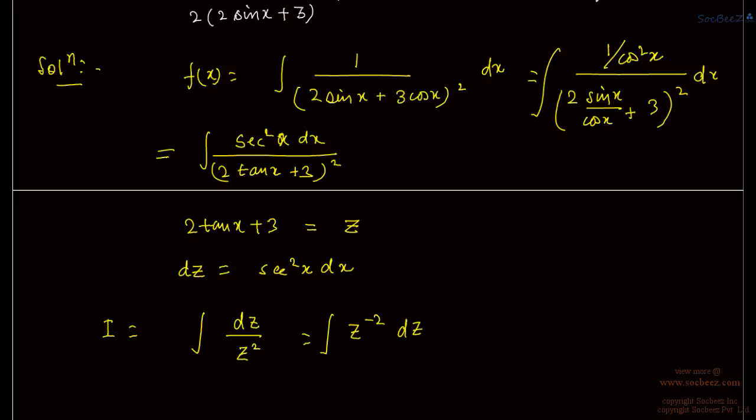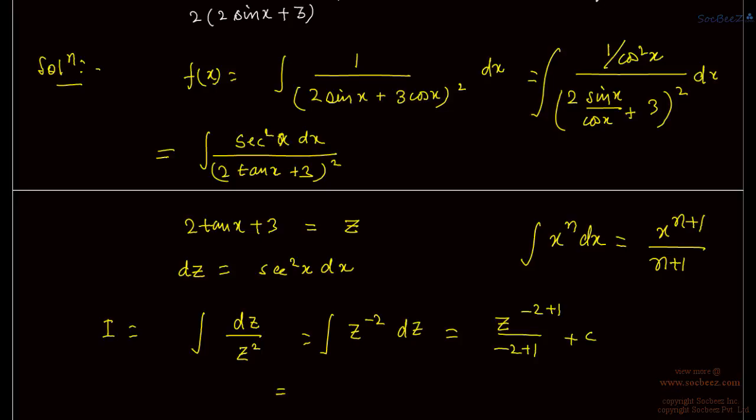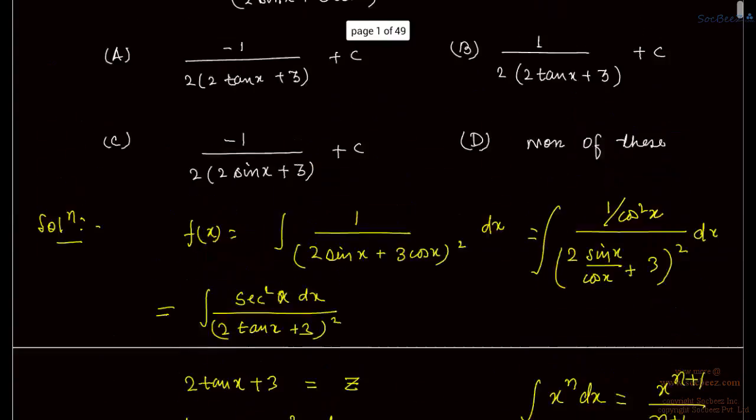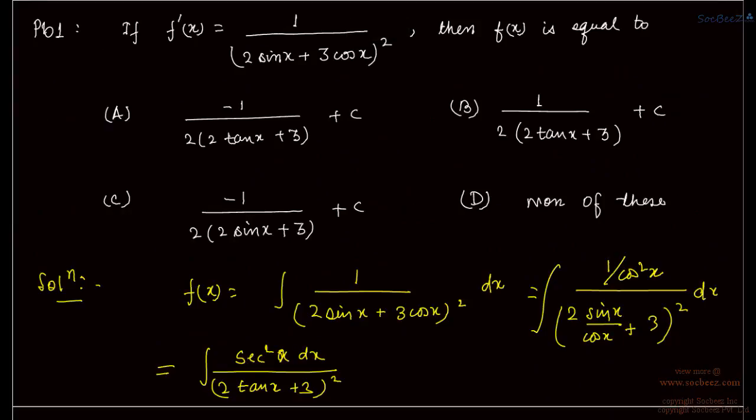Now clearly this is based on the formula integral x to the power n dx is x to the power n plus 1 upon n plus 1. So we have z to the power minus 2 plus 1 upon minus 2 plus 1 plus some constant, which is equal to minus 1 upon z. So now transforming this to the original variable, minus 1 upon 2 tan x plus 3.